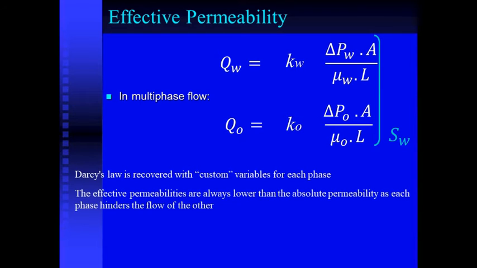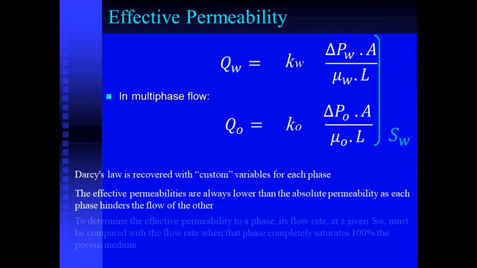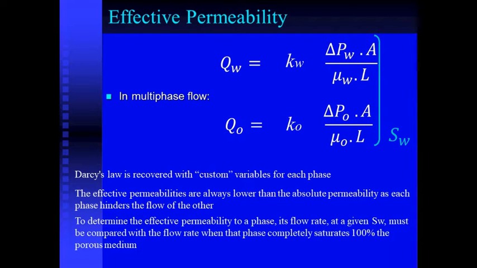It should be noted that effective permeabilities are always lower than absolute permeability, since the presence of a second phase always hinders the flow of the other. Operationally, to determine the effective permeability of a phase, its flow rate must be measured at a certain saturation and compared with the flow rate obtained when that same phase is 100% saturating the porous medium.